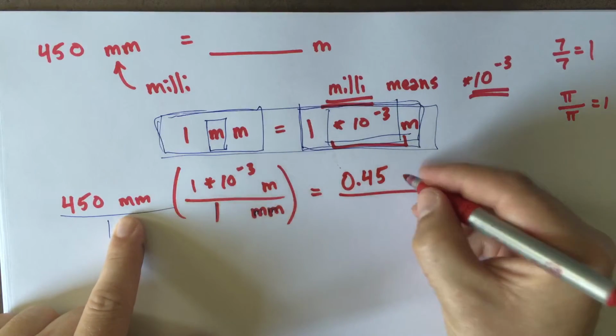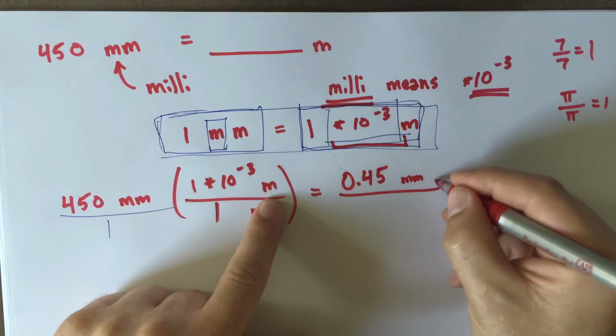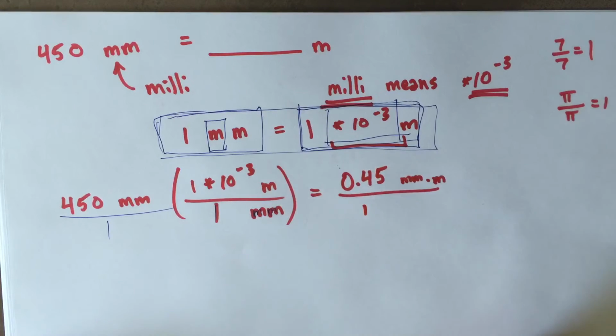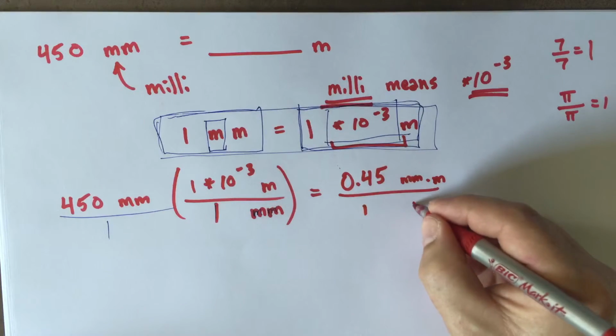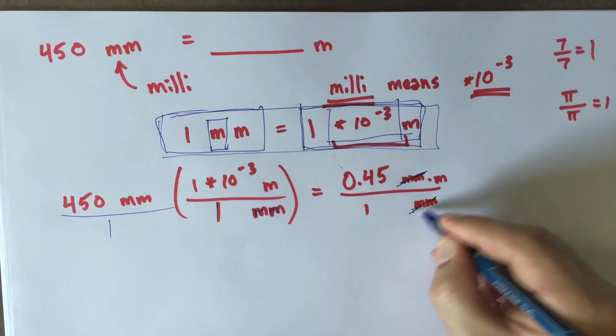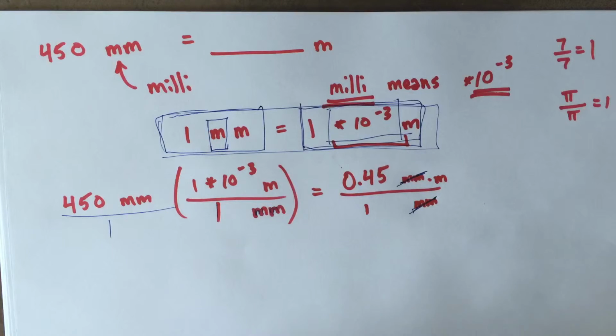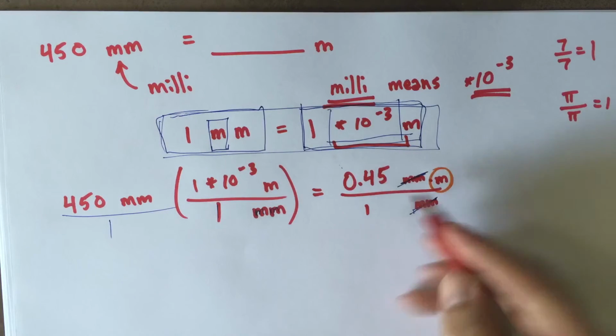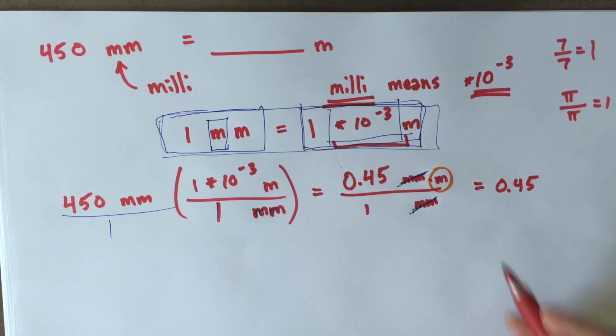For units here, I have millimeters here, and I have meters. So millimeters times meters. On the bottom, I have 1 times 1, that's 1. I have units of only millimeters. Now I can look and say, I have millimeters on the top that cancel with the millimeters on the bottom, just like we've done before. I'm going to end up with units of only meters. So my result is 0.45 divided by 1, that's just 0.45 meters. 450 millimeters is equal to 0.45 meters.